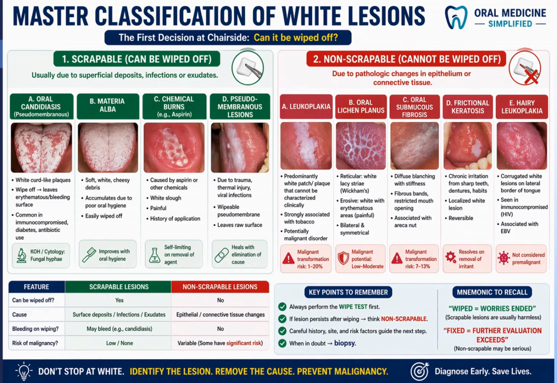Does it wipe off or not? If it wipes off, you're dealing with something superficial, like candidiasis, debris, chemical burns, or pseudomembranous lesions. But if it does not wipe off, now it gets serious, because this includes leukoplakia, lichen planus, oral submucous fibrosis, frictional keratosis, and hairy leukoplakia. And yes, some of these are potentially malignant disorders. Do you see the difference? Same color, but completely different risk.